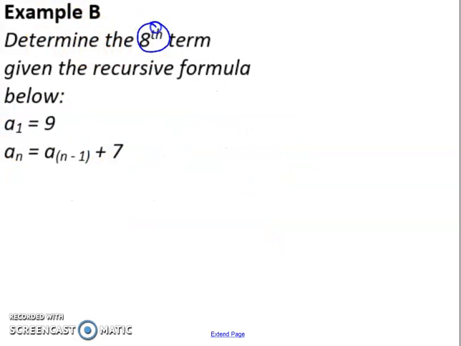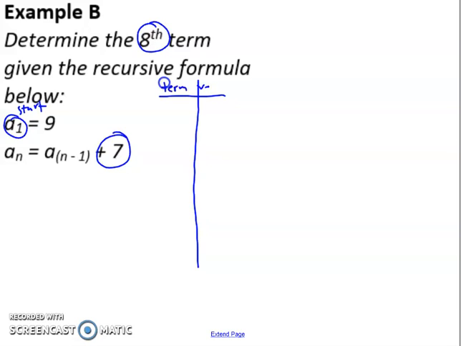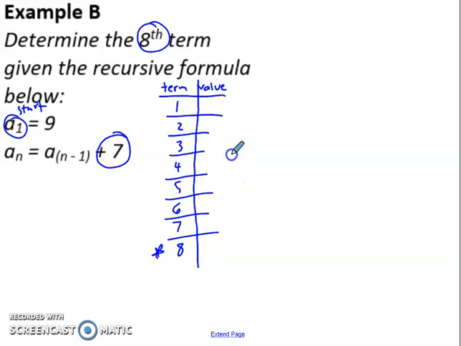Determine the 8th term given the recursive formula. So I know my first term, this is where I start at 9, and then my pattern is adding 7. So I'm going to create my table. I have my term number and the value of it, right? I'm going to the 8th term, so I'm just going to number that: 3, 4, 5, 6, 7, 8. I'm going to put a star by 8 because that's what I want.